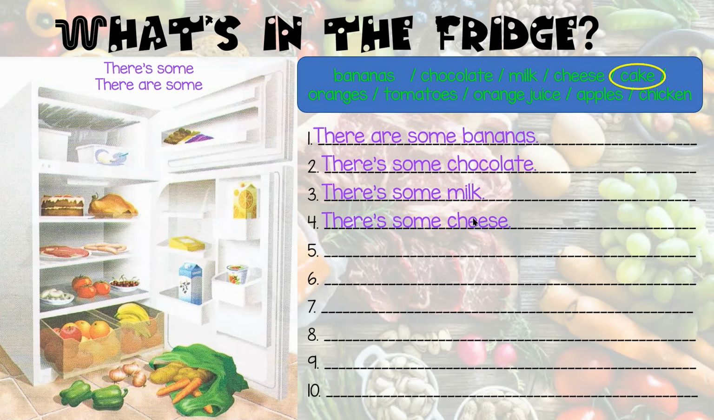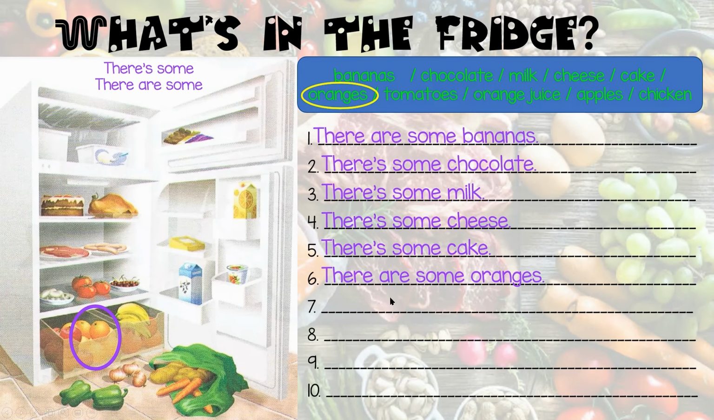Next will be cake. Can we count cake? No, we can't. We can count it as a piece of cake or 2 pieces of cake. But the cake itself, we cannot count it. Cake is an uncountable noun. For uncountable noun, our sentence should be there's some cake. What about oranges? They're over here. We can count oranges. So our sentence should be, there are some oranges.